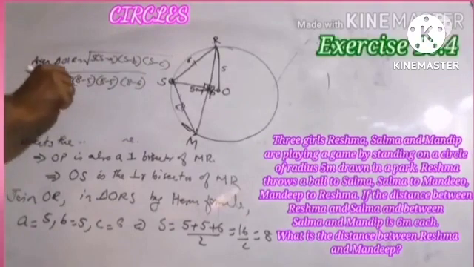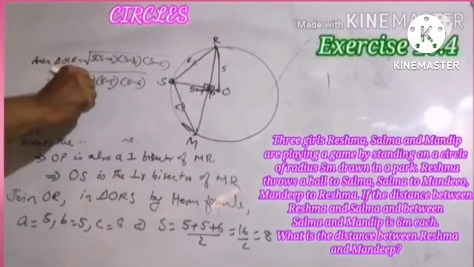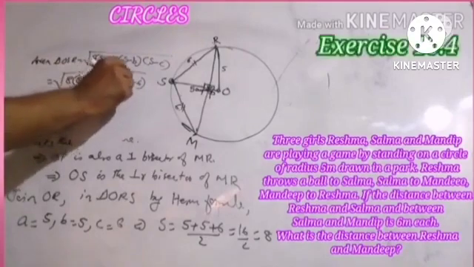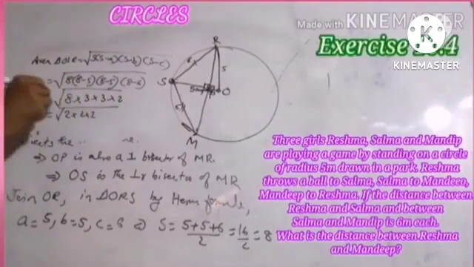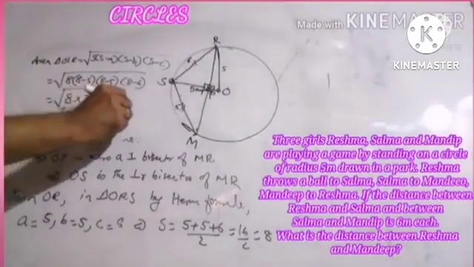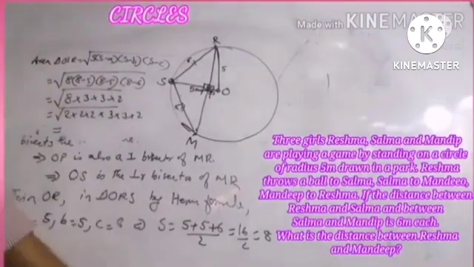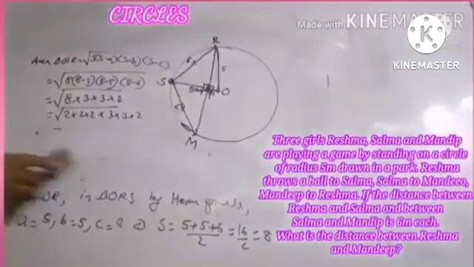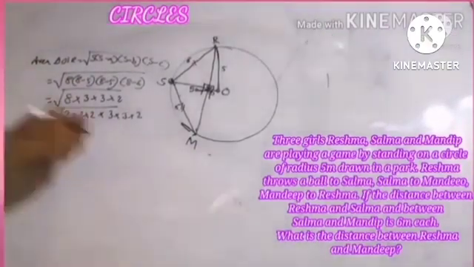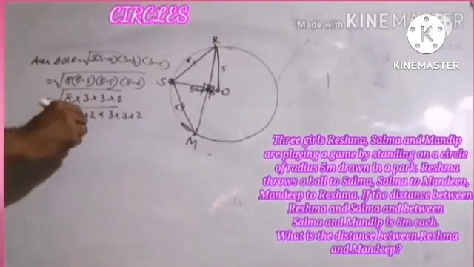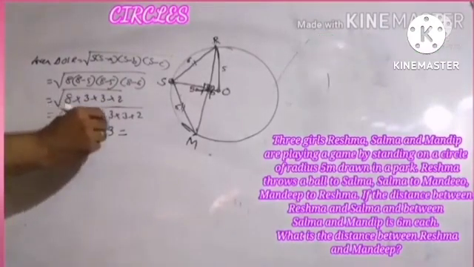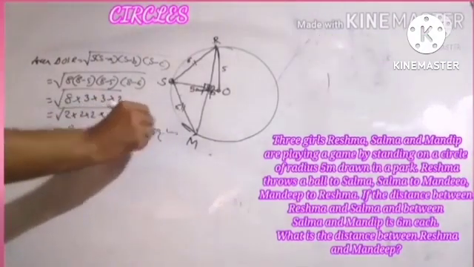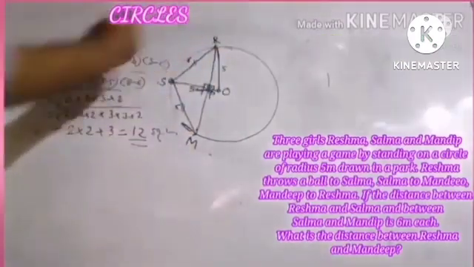Root of 8 into 3 into 3 into 2. Now factorize. 8 can be written as 2 into 2 into 2, three 2's, and one more 2, so total four 2's. Take two 2's outside. Two of them come outside, and from two 3's, one of them comes outside. So 2 into 2, 4 into 3, 12 square meter. This is the area of this triangle using Heron's formula.